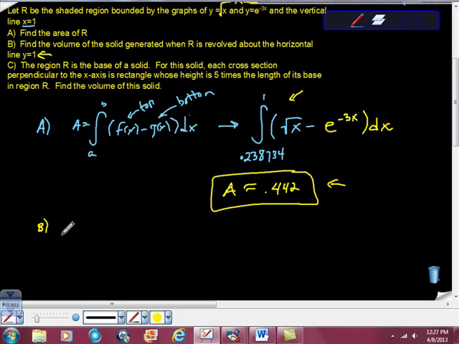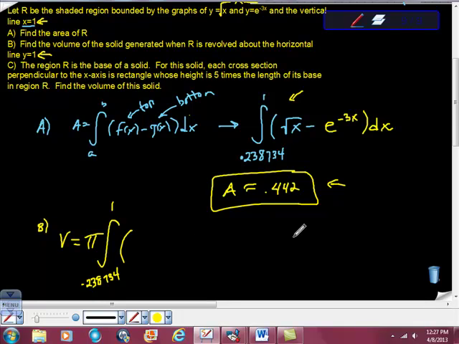So I'm just going to start taking them and say, okay, I know that volume is equal to pi times the definite integral. I already know what the bottom number is. It's 0.238734, right? And it ends at 1 because they told us that. They told us that. And then of what?